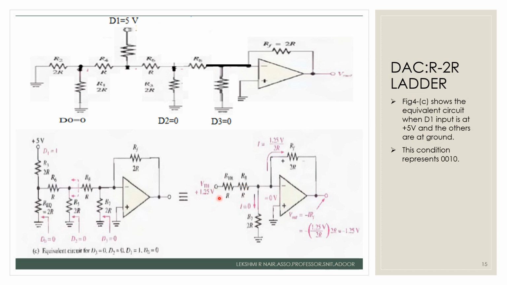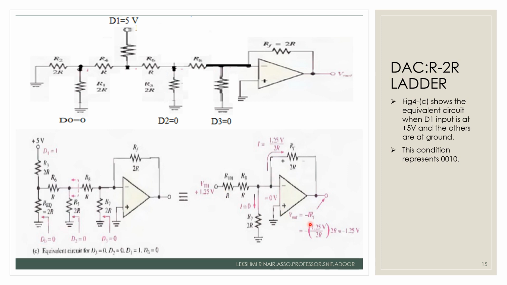1.25 volt comes in series with the 2R. R plus R is 2R. Now there is a 2R going downward. It will be like this, and there is a feedback path with the 2R resistance. This is the final equivalent circuit for the data 0 0 1 0.